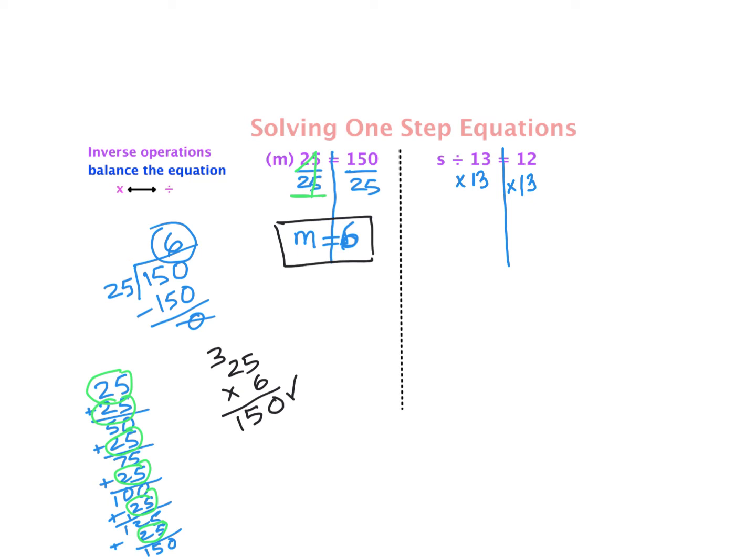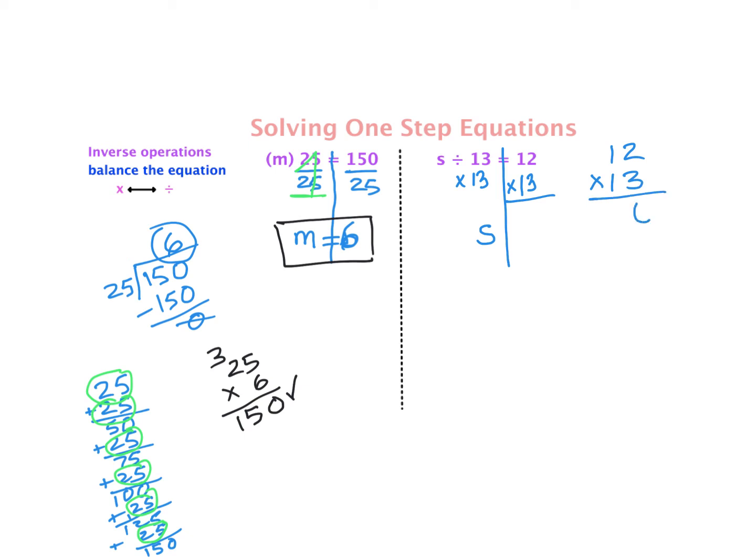So literally, I'm just left with s, because 13 divided by 13 is 1. 1s is s. So now I'm going to multiply 12 by 13. And let's just do it out here. 12 times 13. And we'll do long multiplication.